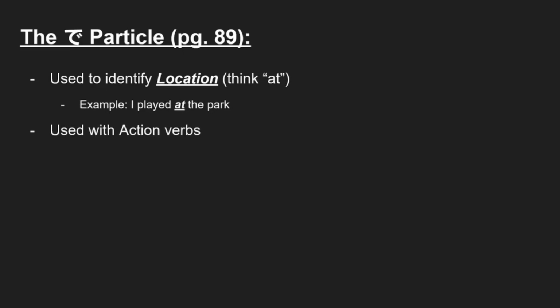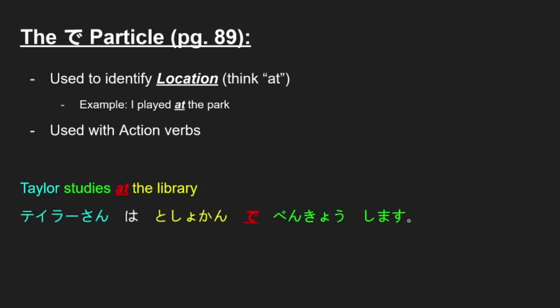This is also used with action verbs like taberu, to eat and stuff, because you're adding more to that sentence. So in our example here, we have Taylor studies at the library. Teira-san wa toshokan de benkyou shimasu. That de is once again following the noun that it's describing. So if he's studying at the library, it's going to follow toshokan immediately afterwards.